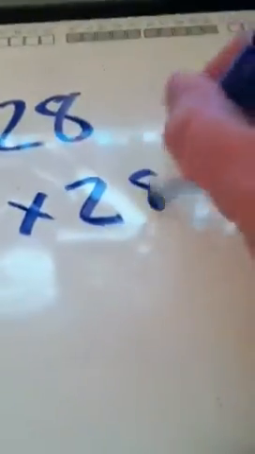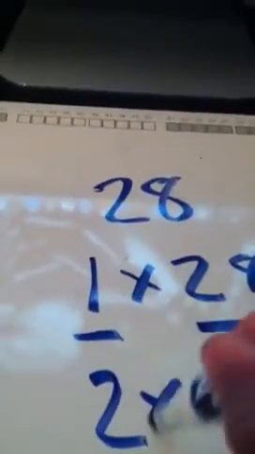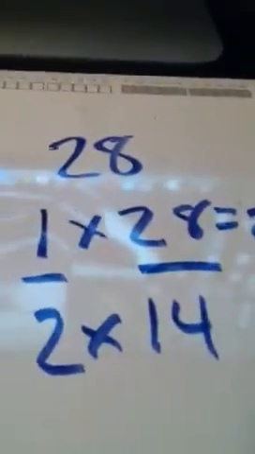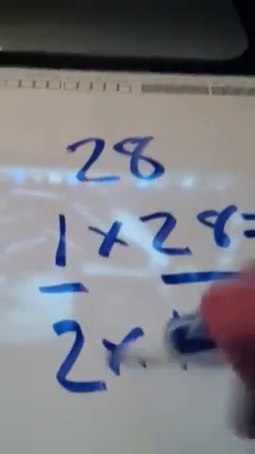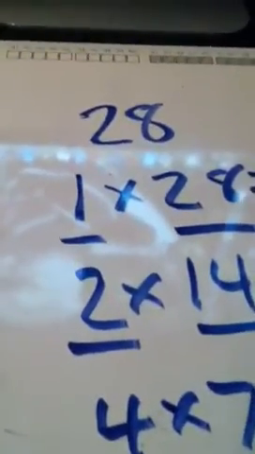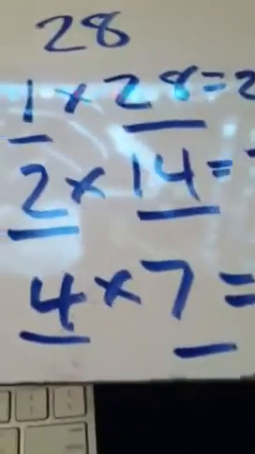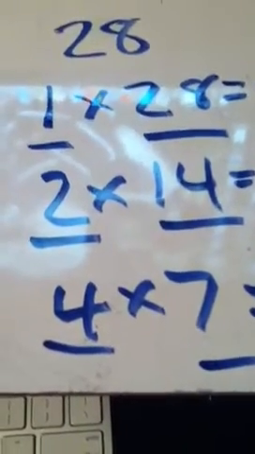So, for example, with 1 times 28, the product of that is 28. So 1 is a factor of 28. 28 is a factor of 28. You could also use 2 times 14. That's 28. So 2 is a factor of 28, and 14 is a factor of 28. And then, of course, you also have 4 and 7. So those two numbers are also a factor of 28.